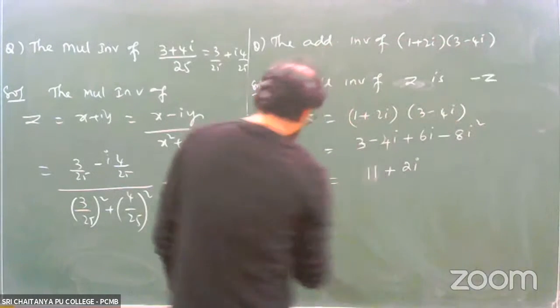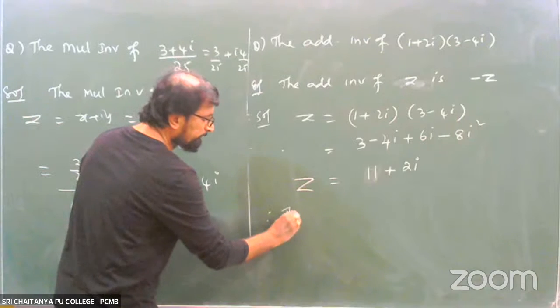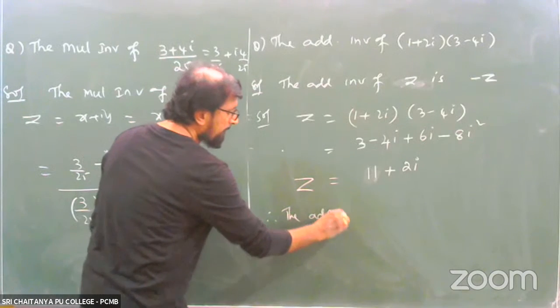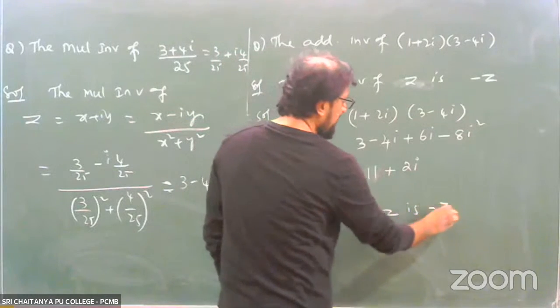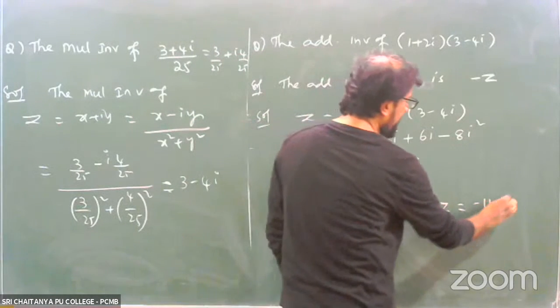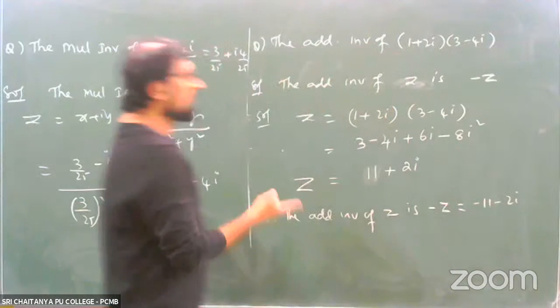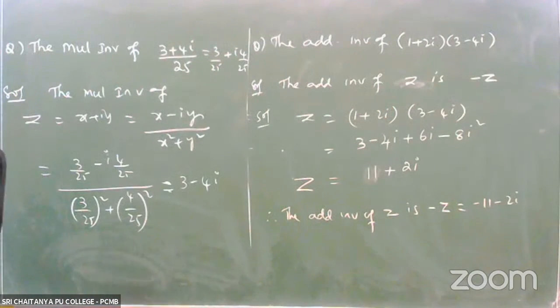Therefore, the additive inverse of z, minus z, is equal to minus 11 minus 2i. Copy this one. Whatever it may be, first of all, you should convert that in the form of a plus ib.